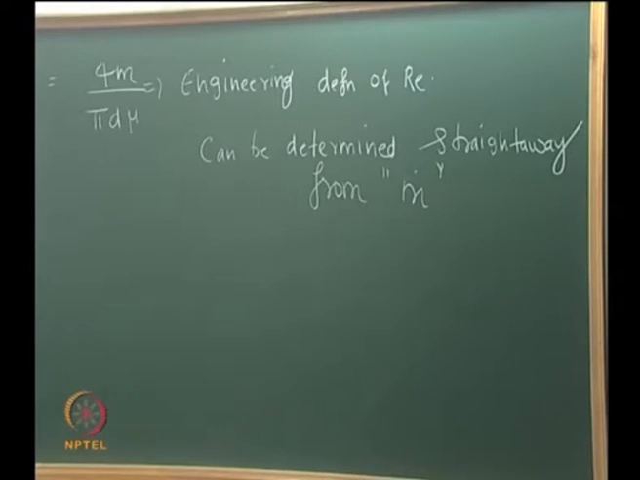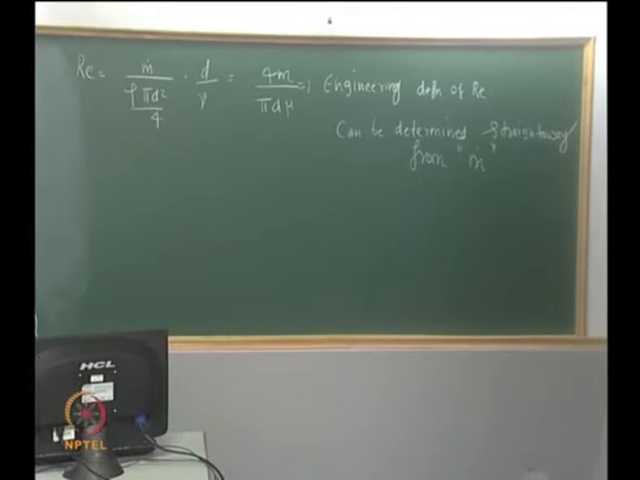Okay, anyway, you are anyway calculating the Reynolds number. So, this 4m by pi d mu is basically used by practicing engineers. Okay, fine. What is the Reynolds number? 1.7 into 10 to the 5. Okay.